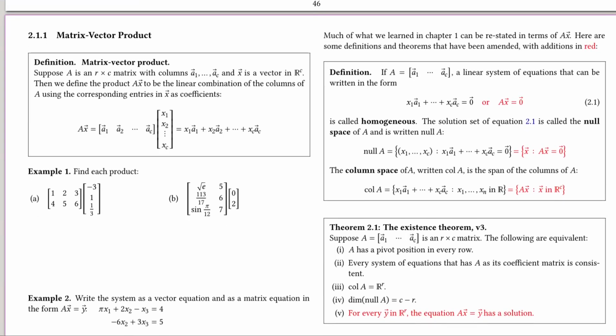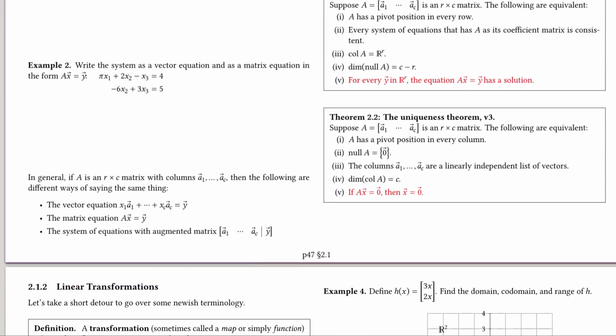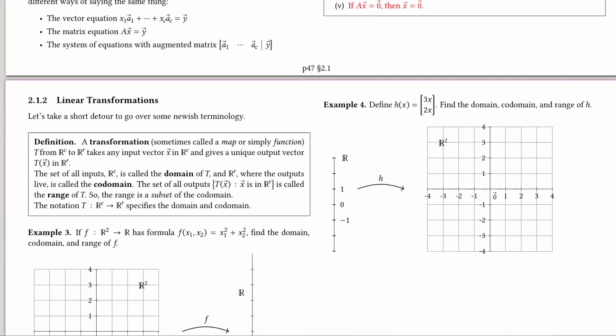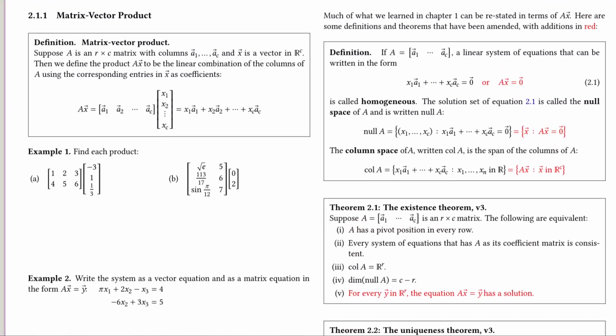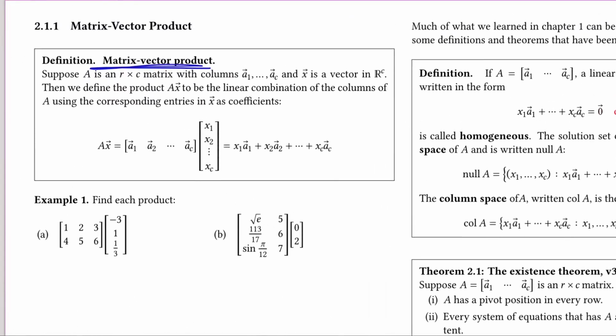Now, section 2.1 is sort of divided into two parts. There's the matrix vector product that we're going to look at right now. And then we're going to take a break and look at linear transformations. And then we're going to see how they're actually kind of the same thing. So here's this definition.